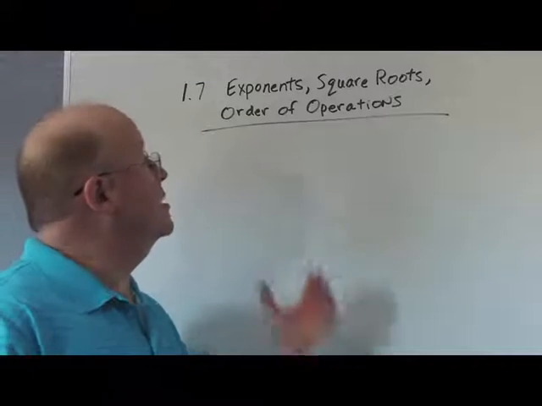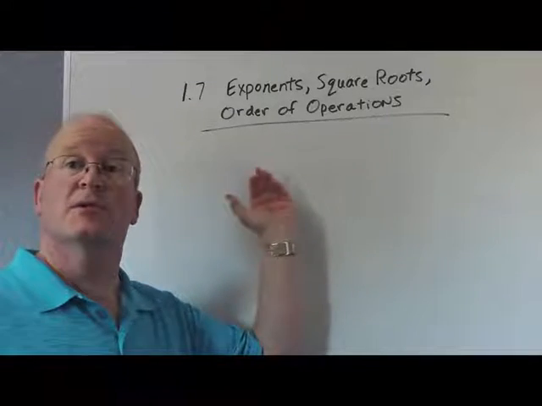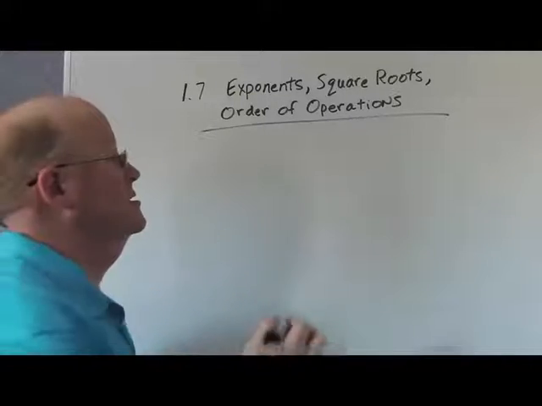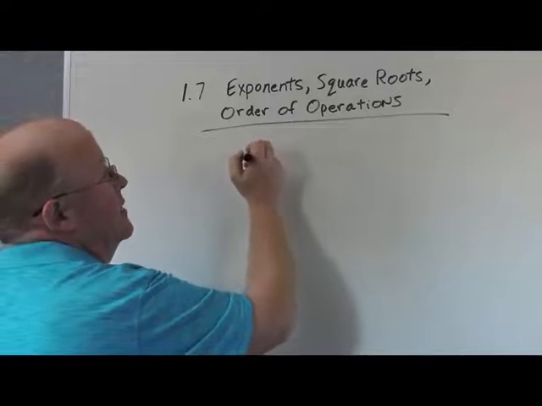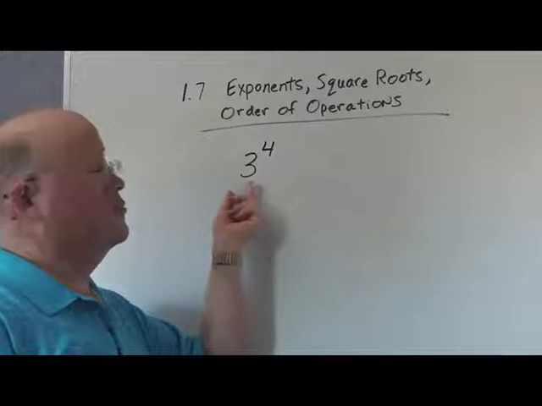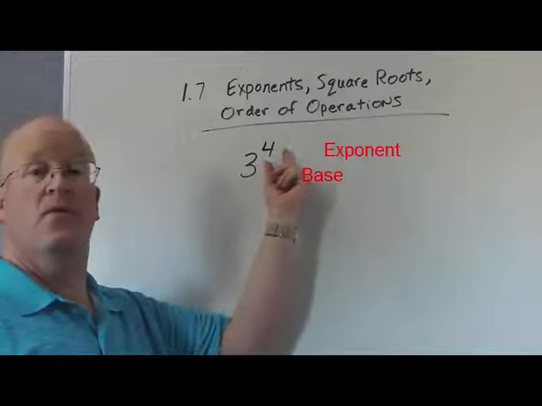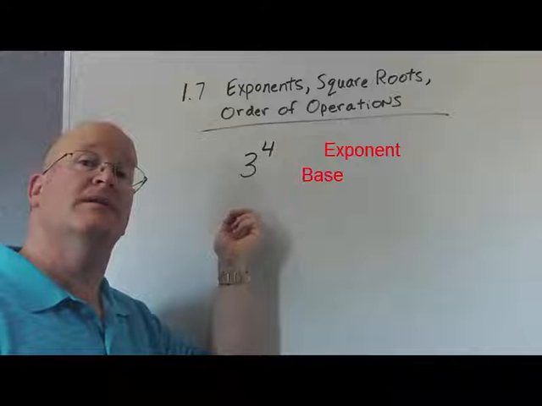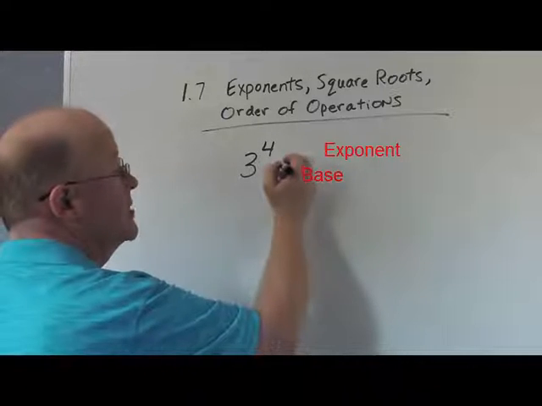In this section, we're going to talk about exponents, square roots, and the order of operations. Now, an exponent, you're already used to this. Let's say we have something like 3 to the 4th power. The 3 is called the base, and the 4 is called the exponent. That exponent tells you how many times the base is getting multiplied by itself.